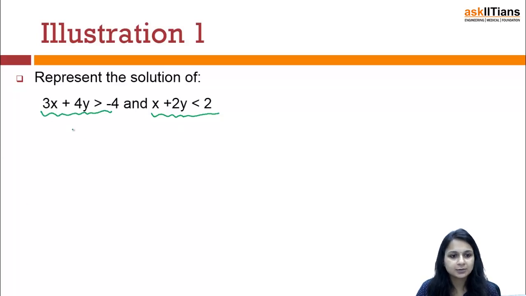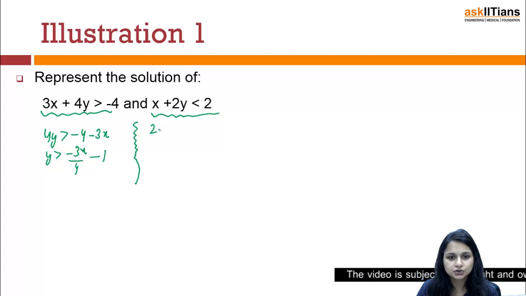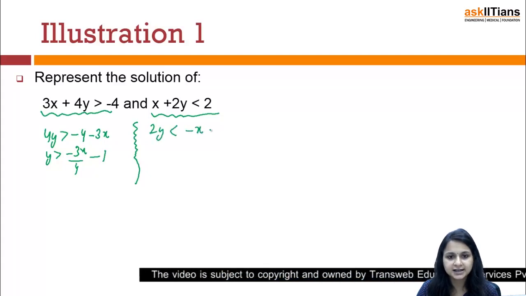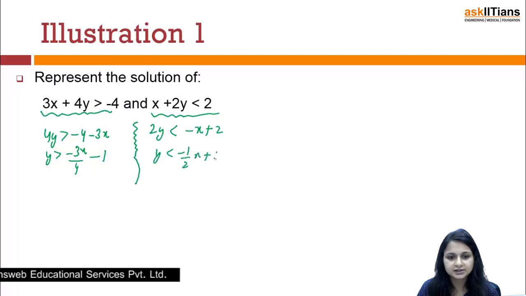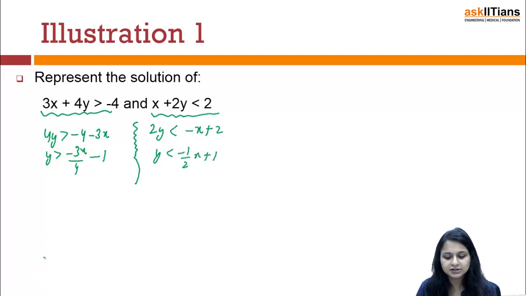So here first of all I will be representing in y greater than or less than mx plus c form. So this becomes 4y greater than minus 4 minus 3x. So I can write it as y greater than minus 3x upon 4 minus 1. Okay. Now this can be written as 2y less than minus x plus 2 or y less than minus half x plus 1.